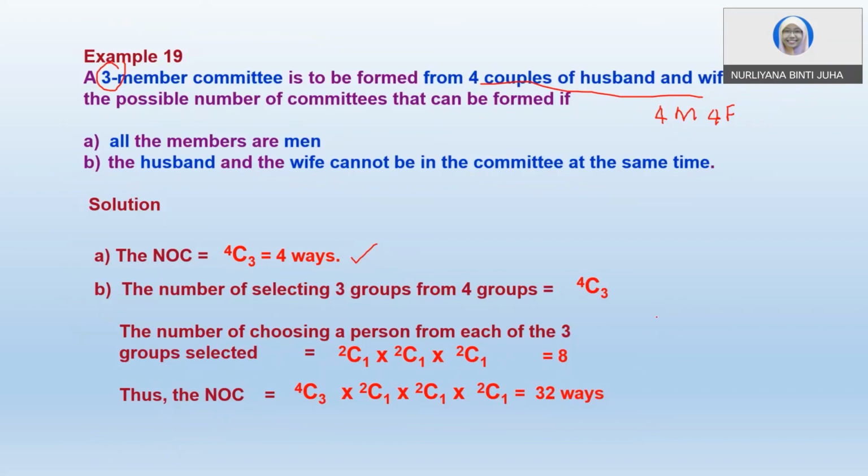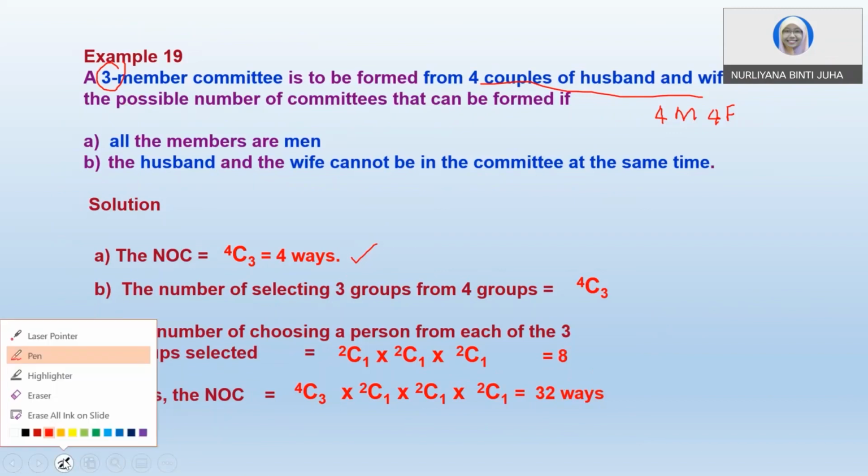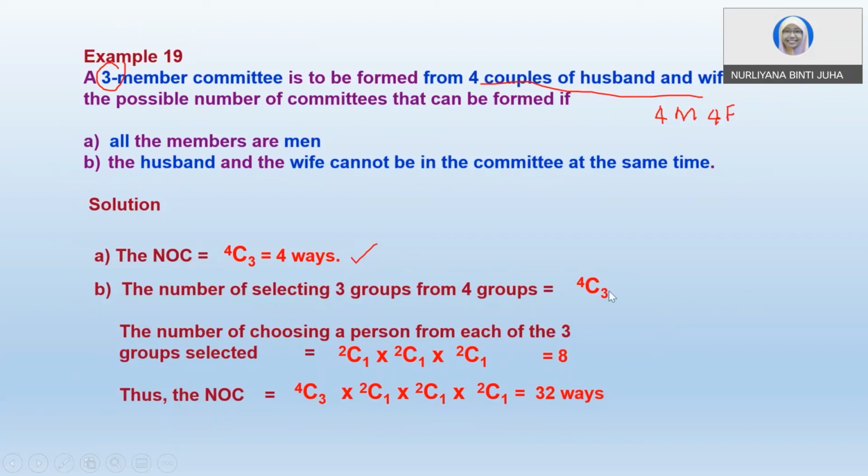So you have 4 choose 3 over here. And then the number of choosing a person from each of the 3 groups selected. Okay, group pertama, satu ni dapat dari mana? Tu ni is a couple lah. Pasangan suami isteri ada 2 orang. 2 orang ni, husband and wife, we only choose one. Sama ada you choose husband dia or dia punya wife.